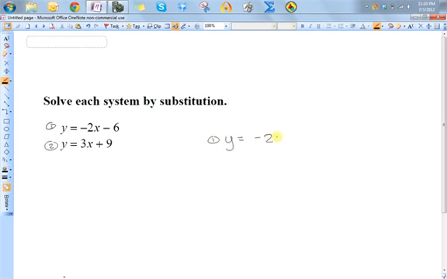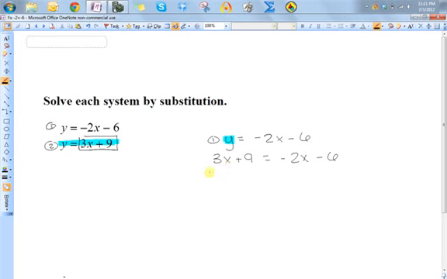which is y equals negative 2x minus 6, and instead of having a y here, I'm going to put what the second equation says y equals, this 3x plus 9. So I'm just going to take this and put it in here. Okay, so 3x plus 9 equals negative 2x minus 6. So now all I just need to do is solve for x.